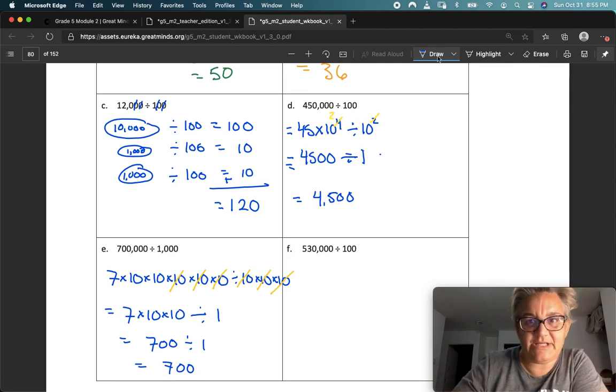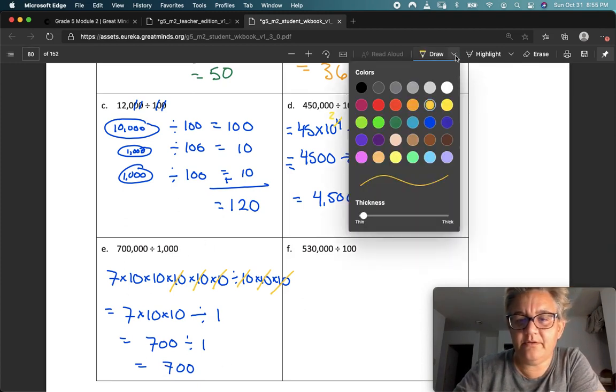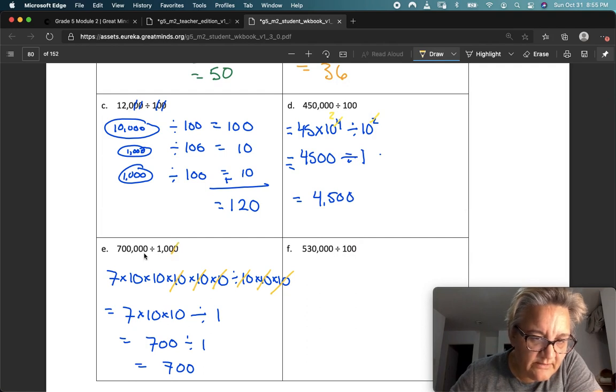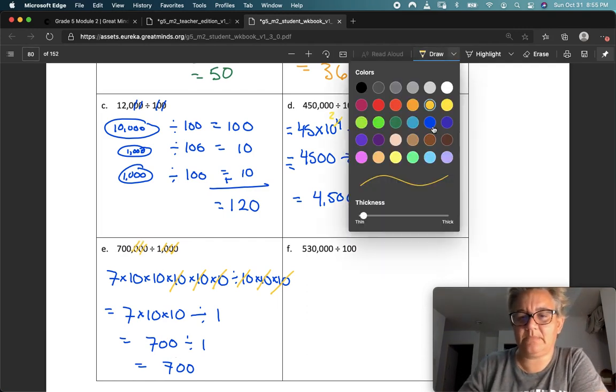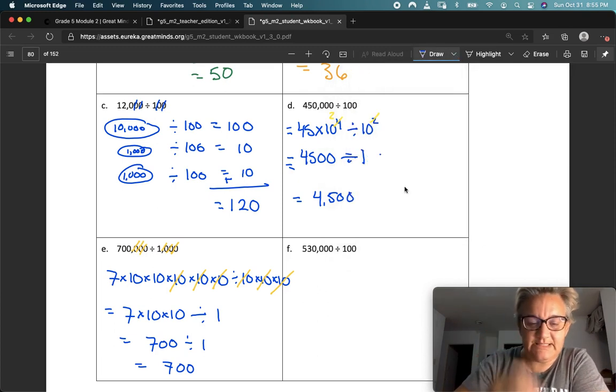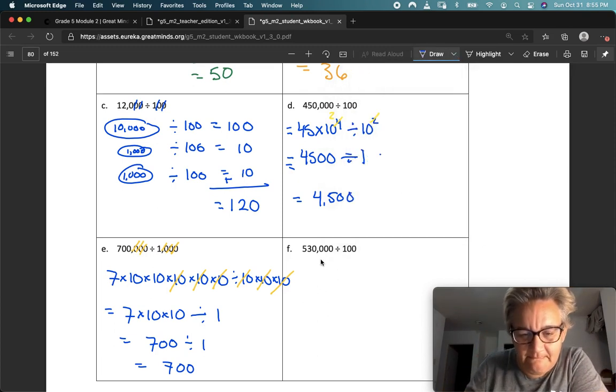Okay, and I can check my work up here. 1 here, 1 there, 1 here, 1 there, 1 here, 1 there. 700 divided by 1 equals 700. Great. And last one on this page. How should we do this one? I kind of like that exponents. Let's do that. 53 times 10 to the 4th divided by 10 squared.